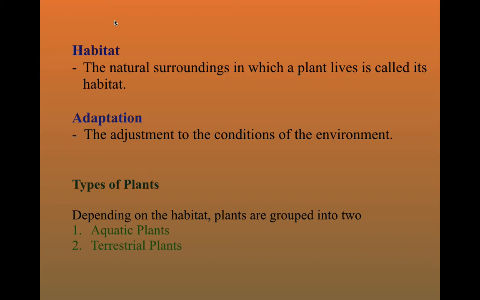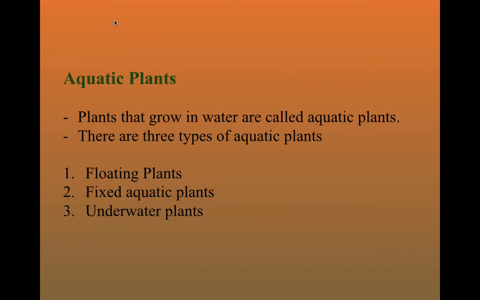Depending on the habitat, plants can be broadly grouped as aquatic plants and terrestrial plants. What is aquatic plants? Plants that grow in water. It's called aquatic plants. Then what is terrestrial plants? The plants that grow on land. That is called terrestrial plants. As I told you earlier, plants that grow in water are called aquatic plants. There are three types of aquatic plants. First one, floating plants. Second one, fixed aquatic plants. Third one, underwater plants.